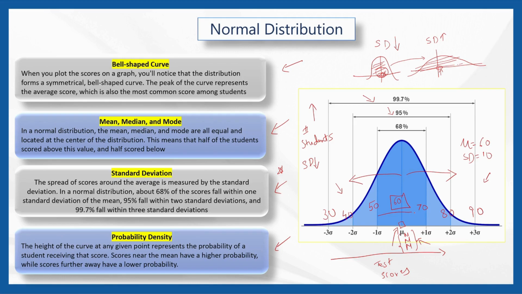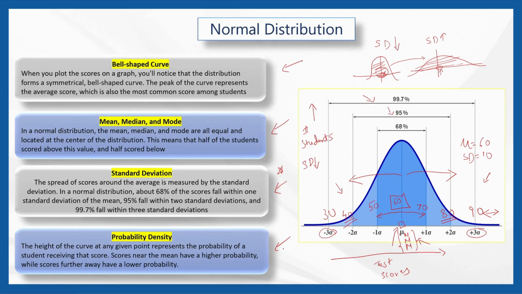68% of the students lie between the score of 50 to 70, meaning 68% of the total class, if there were 100 students in the class, 68 of them have scored between 50 to 70 marks. Going further, 95% of the students have scored marks between 40 and 80, and it goes on for the 3 standard deviations as well, saying that 99.7% of the students have scored marks between 30 and 90, that is 3 standard deviations plus and minus.